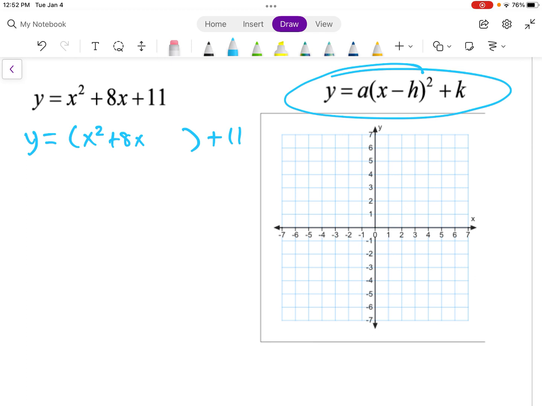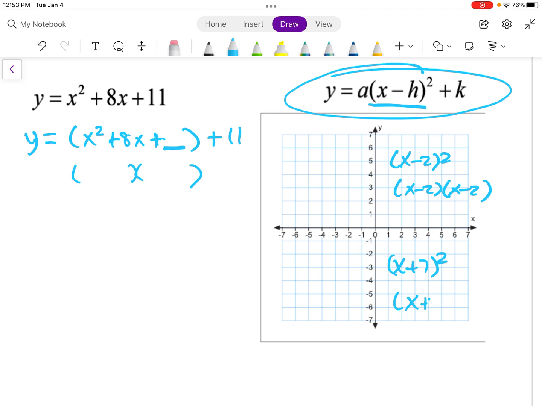Okay, now what I want to do is fill in some number right here that's going to make it so that this factors to be a perfect square. See, this right here is a perfect square, x minus h squared. So that's like saying x minus 2 squared. Well, that's x minus 2 times x minus 2. Or it could be x plus 7 squared, which really means x plus 7 times x plus 7. So what I'm trying to do is make this an x and an x. I want to add the right number right here.